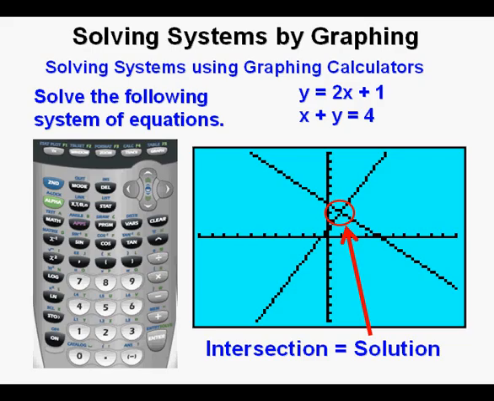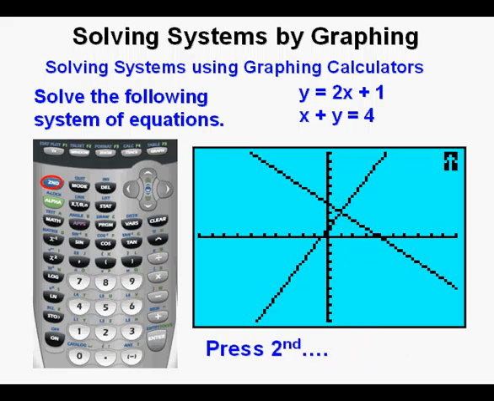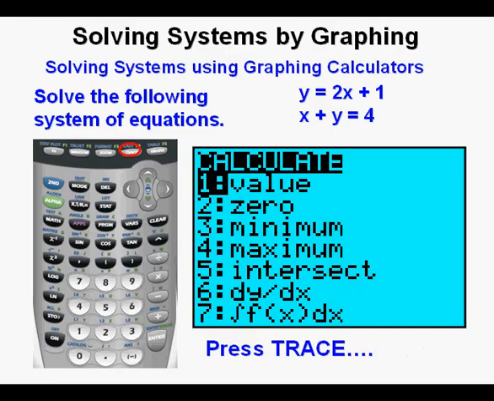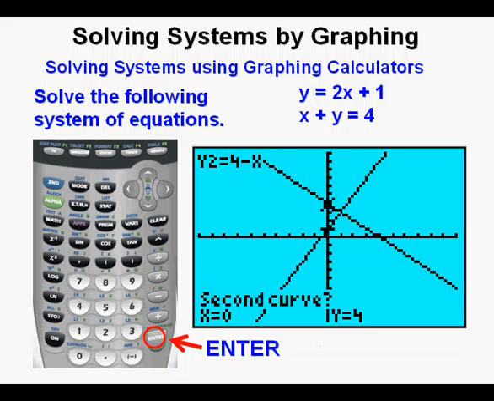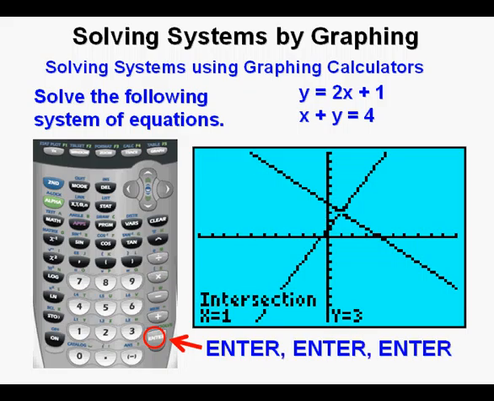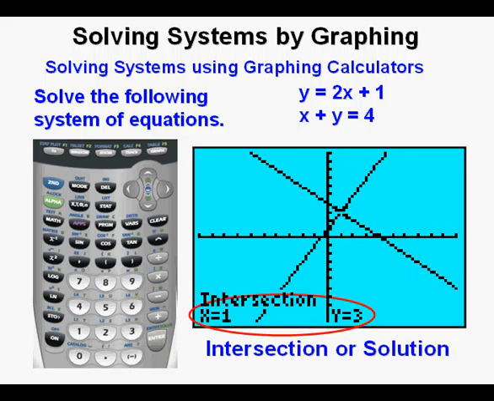Press the second key at the upper left of the keypad, press trace, press 5, press enter again, press enter one last time. And we're now given the calculation of the intersection or solution at (1, 3).